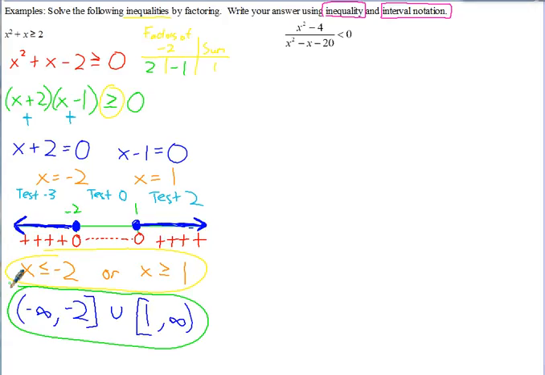Now let's take a look at one more that's a little bit more complicated because we have a rational expression, a fraction here. Notice this time though it's already got 0 on the right side, so we don't have to worry about that. So let's go ahead and factor the numerator and denominator.